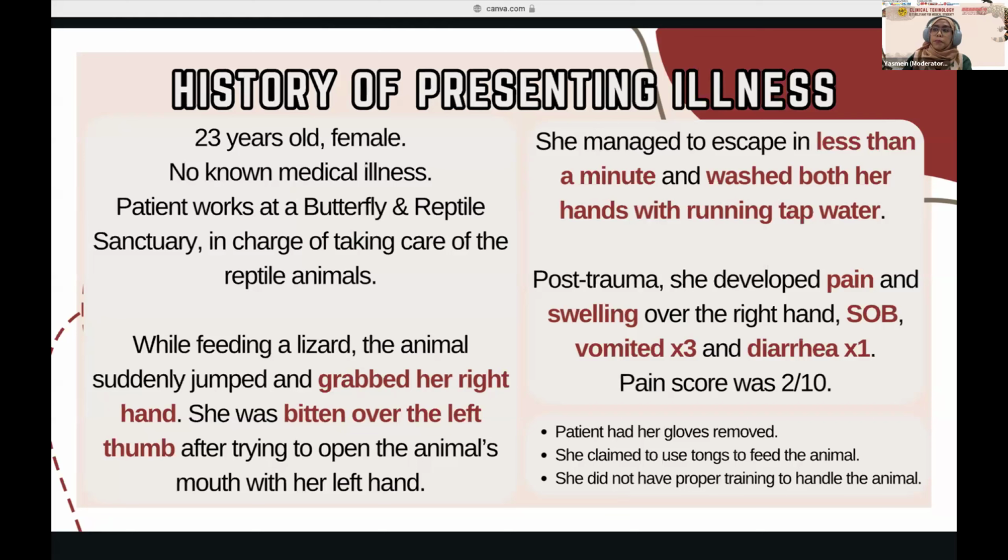So she was bitten twice, right? Yes, the animal had grabbed her right hand, and when she tried to open the animal's mouth with her other hand, she was bitten. Okay. All right.